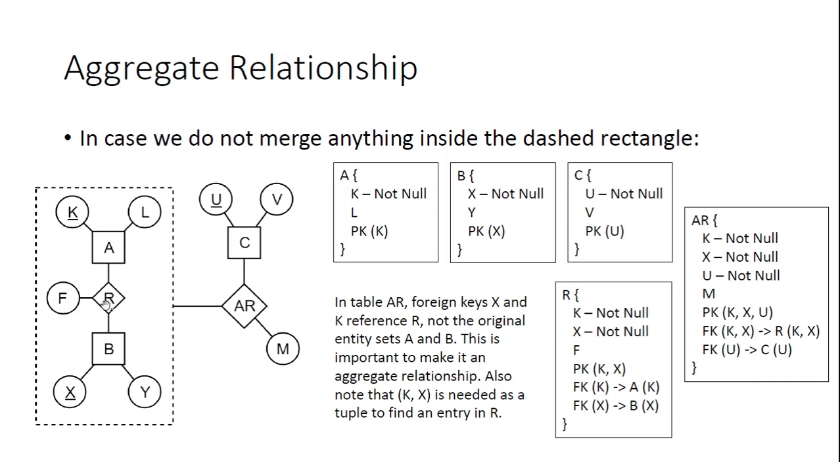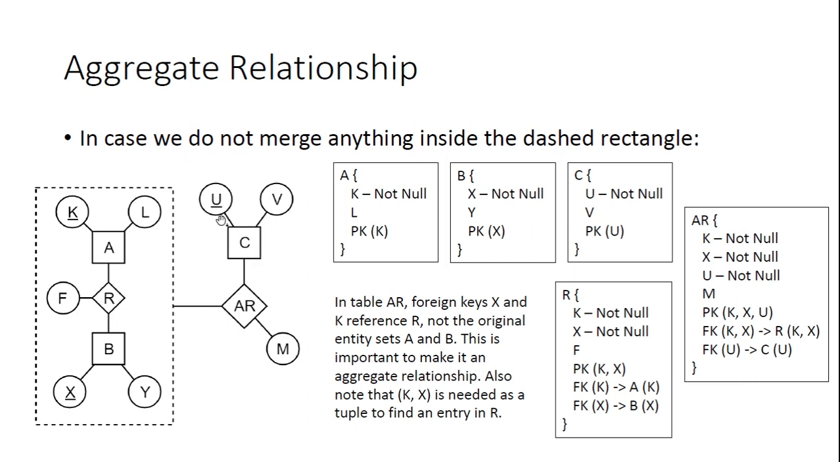And we have the relationship R. To write the relationship R, what we need is a foreign key that is going to refer to the primary key of table A. So we keep K here, right? K is a foreign key that is going to refer to the K inside table A. And on the other side, we need a foreign key that is going to refer to the primary key of table B, and that is going to be called X in table R. So X is a foreign key which refers to the attribute X, which is the primary key of table B. So this is the relationship for R.